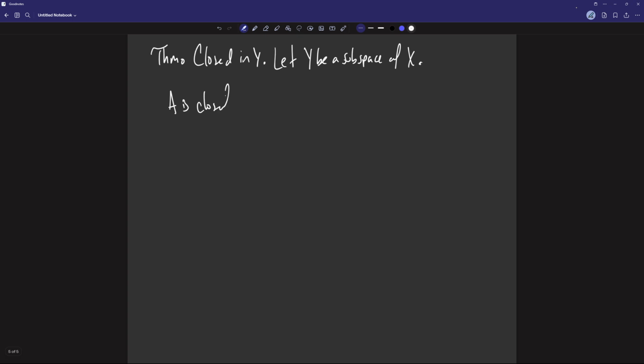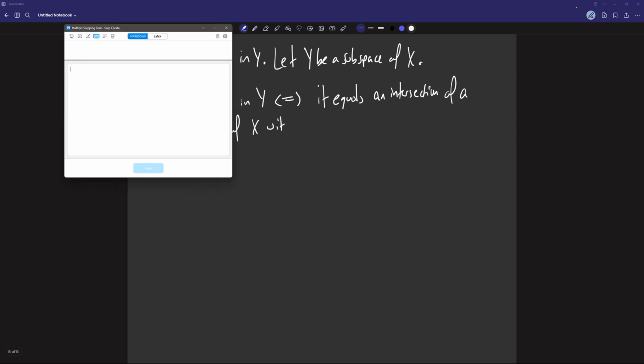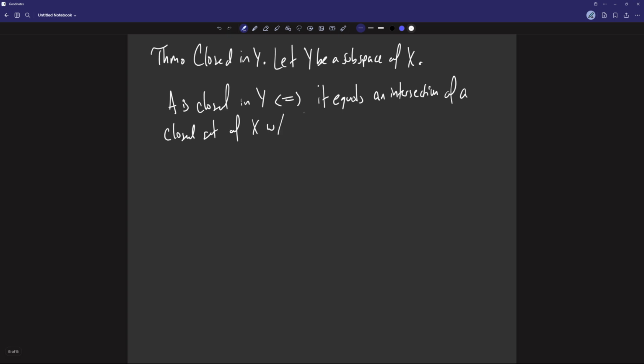All right. So it's jumping straight into a theorem. Let Y be a subspace of X. Then A is closed in Y if and only if it equals an intersection of a closed set of X with Y.